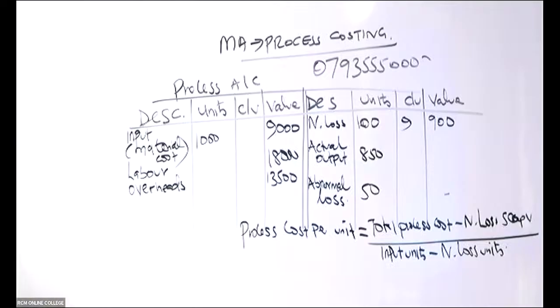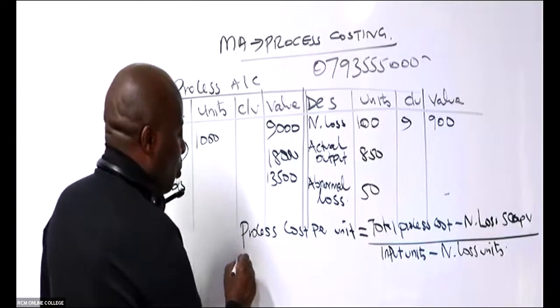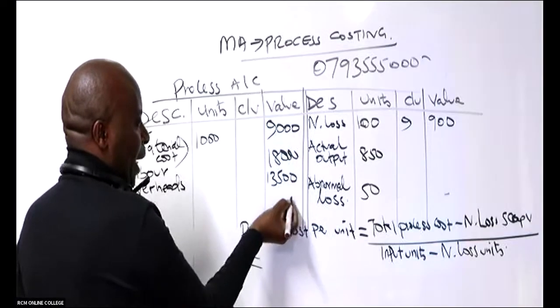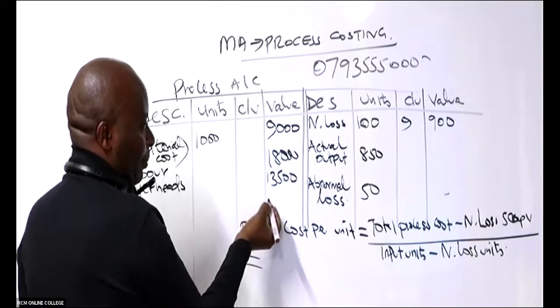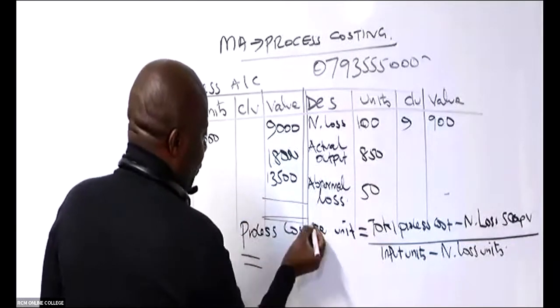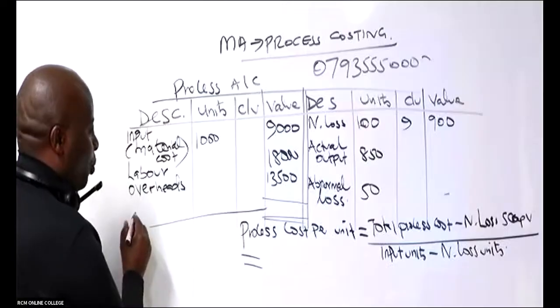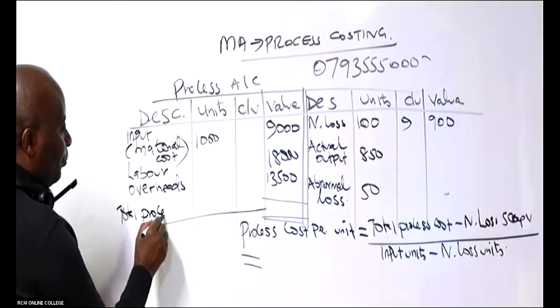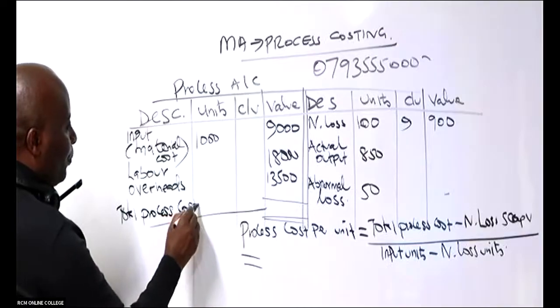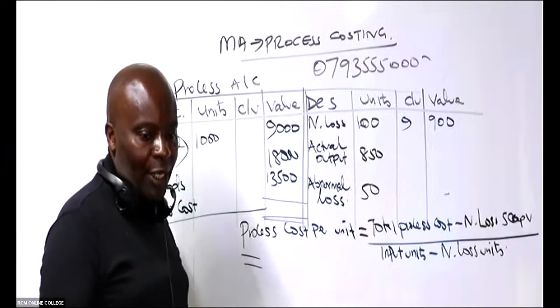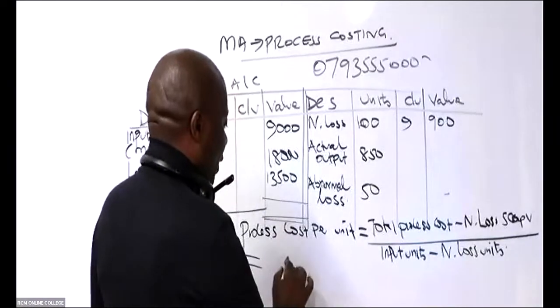So in this case here, can somebody give me the total process cost? Total process cost, you add these expenses on the debit side. Add all of them. Anybody who is able to give me this figure? So total process cost, I'm being told, is 4,500.